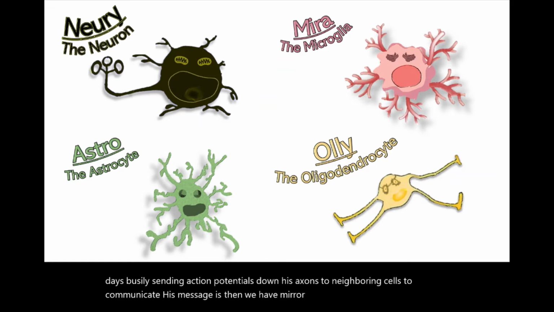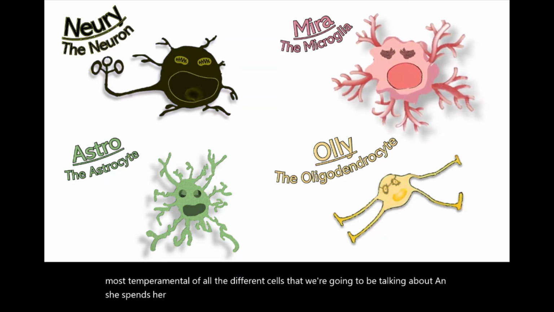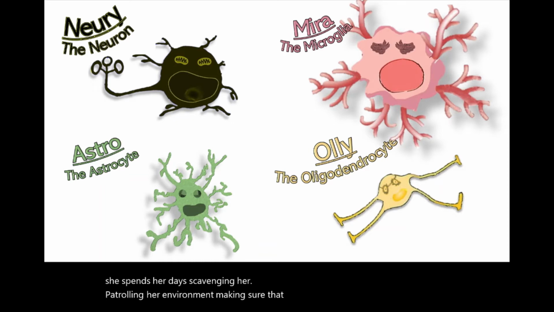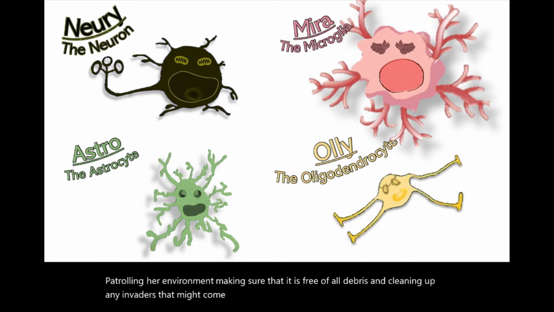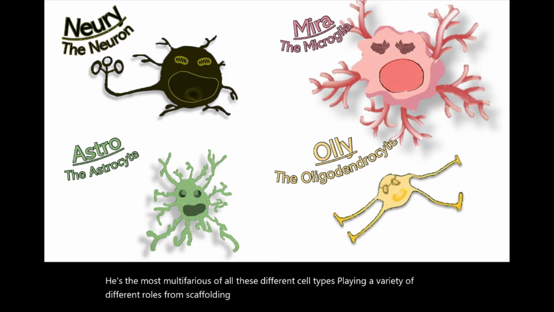She's probably the most temperamental of all the different cells that we're going to be talking about, and she spends her days patrolling her environment, making sure that it is free of all debris and cleaning up any invaders that might come into her area. Next we have Astro the astrocyte. He's the most multifarious of all of these different cell types, playing a variety of different roles from scaffolding to communication to just ensuring everybody has all the nutrients they need to live long, healthy lives.